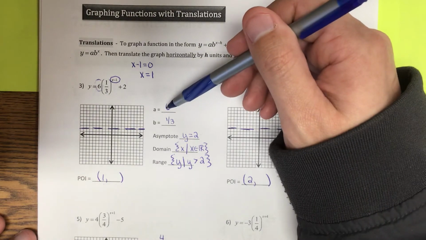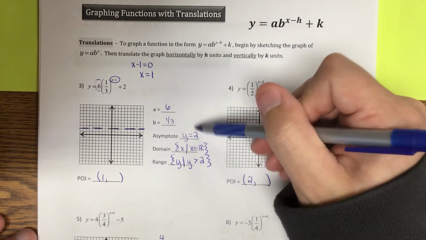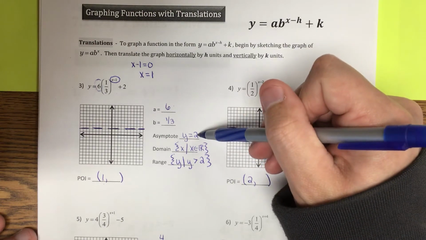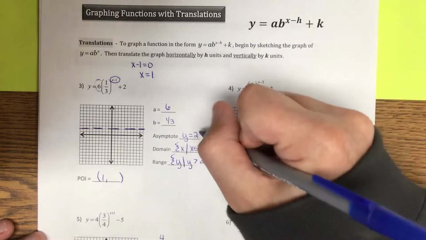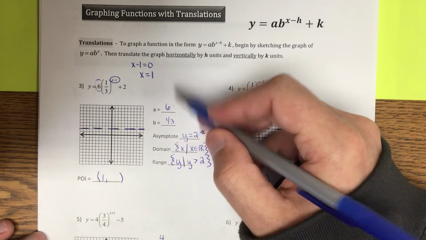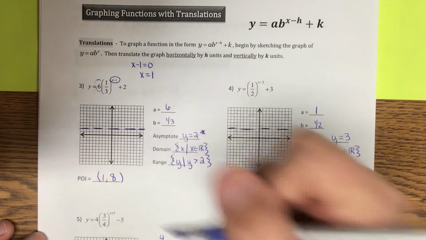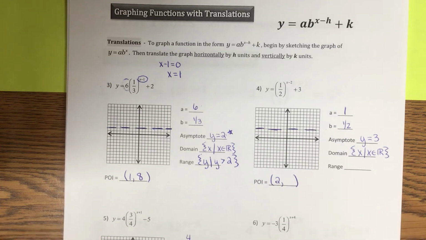Or the other way, technically, is to take the a value and add that to the 2 with the asymptote because the graph has been shifted up 2 units. So this shifts everything up 2 units. So 6 plus 2 would give me 8. So it's kind of up to you if you want to do it that way or not.